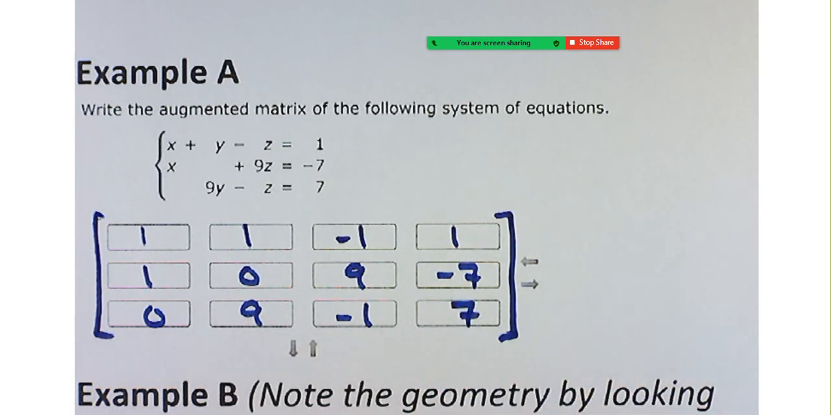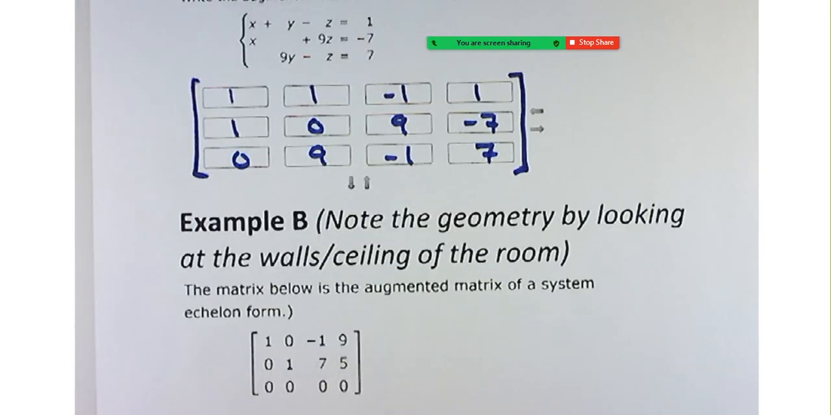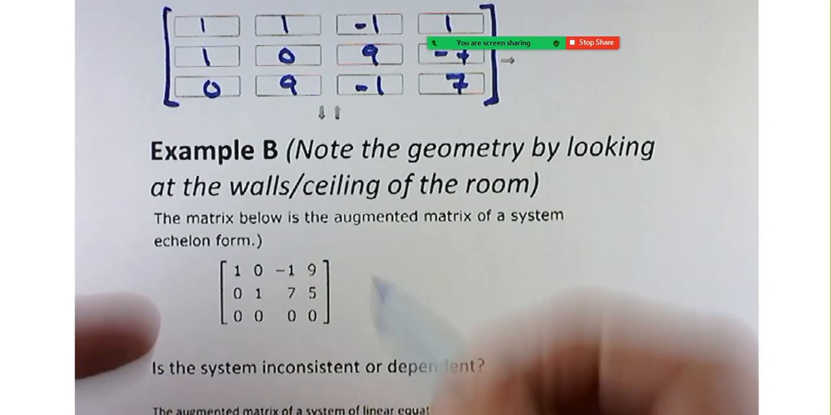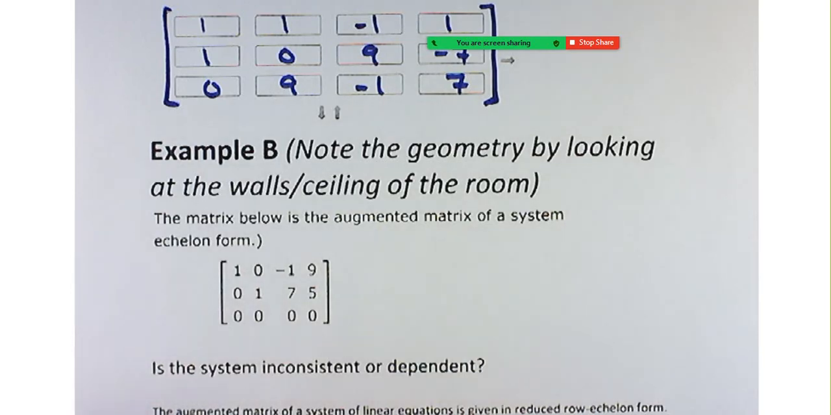Nice. Here we go. That was easy. Yeah. Hope for a dozen of those on the exam, right? So now, let's see if we can't do the reverse. And we'll take a look at this one. So this represents an augmented matrix. Let's see if we can't write down the system of equations.